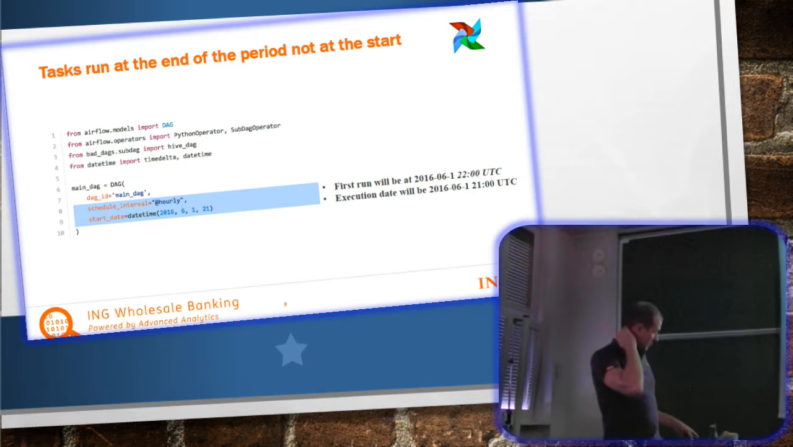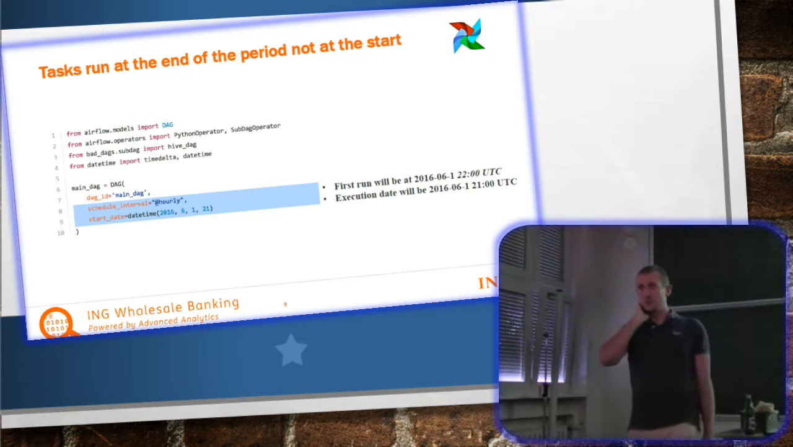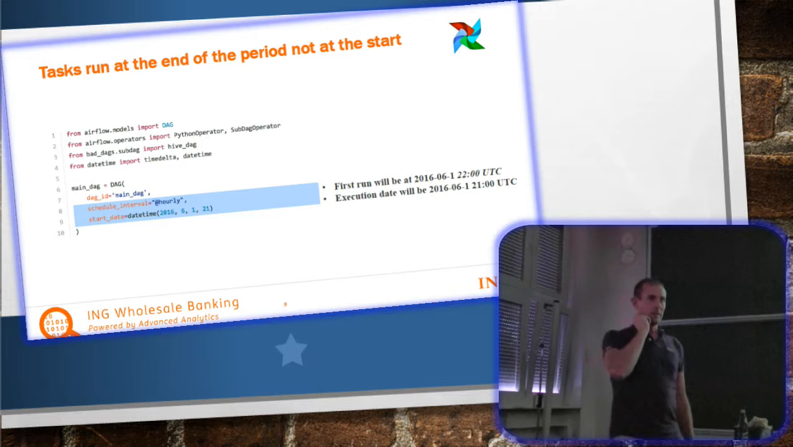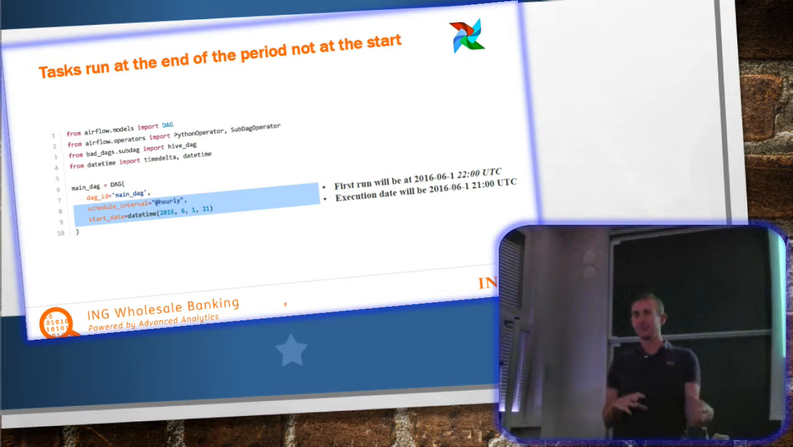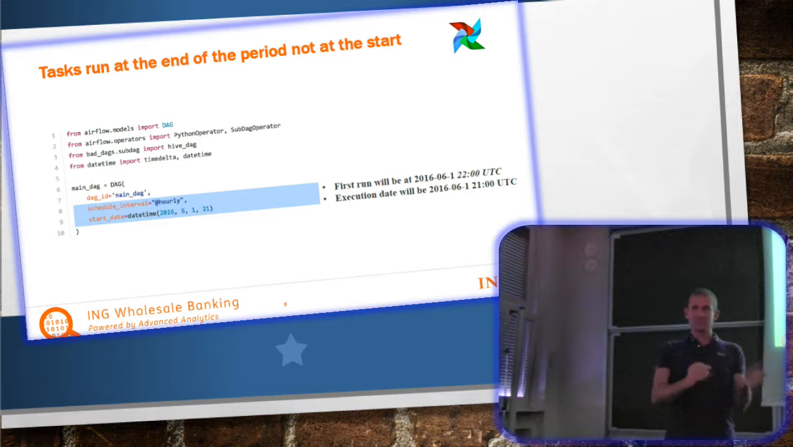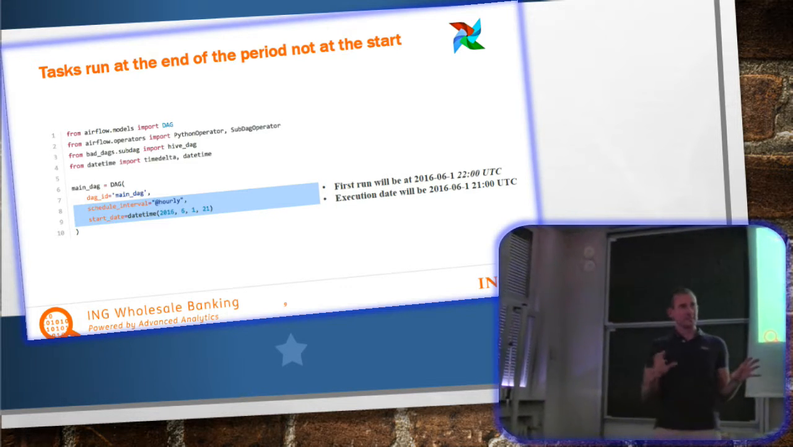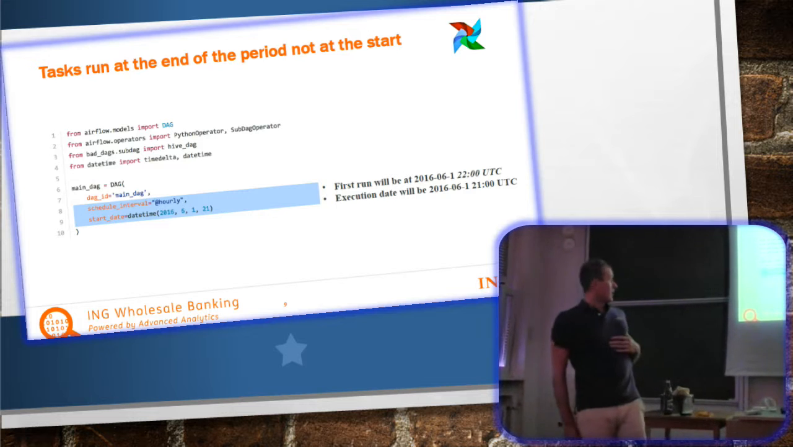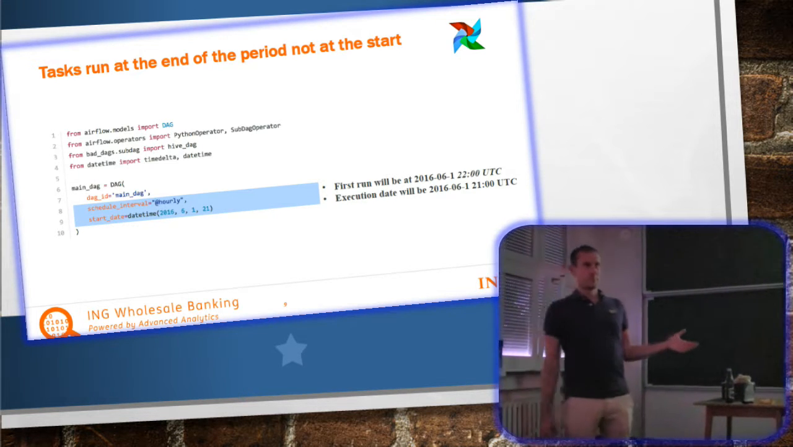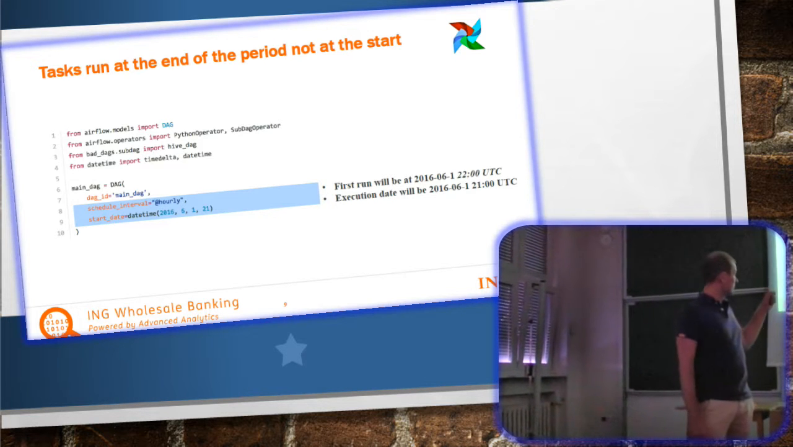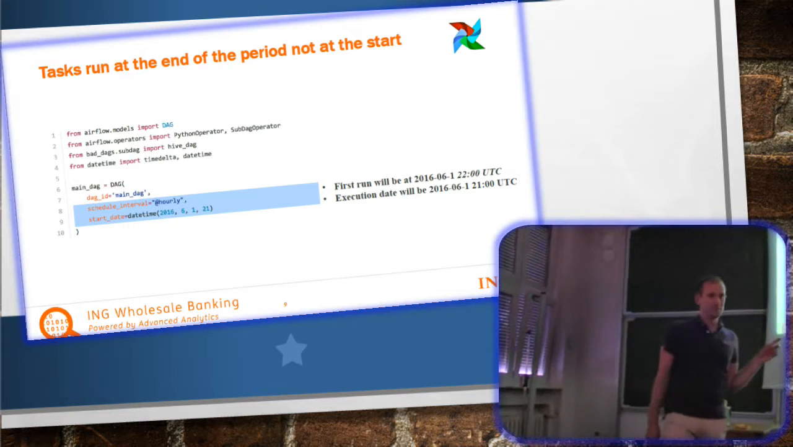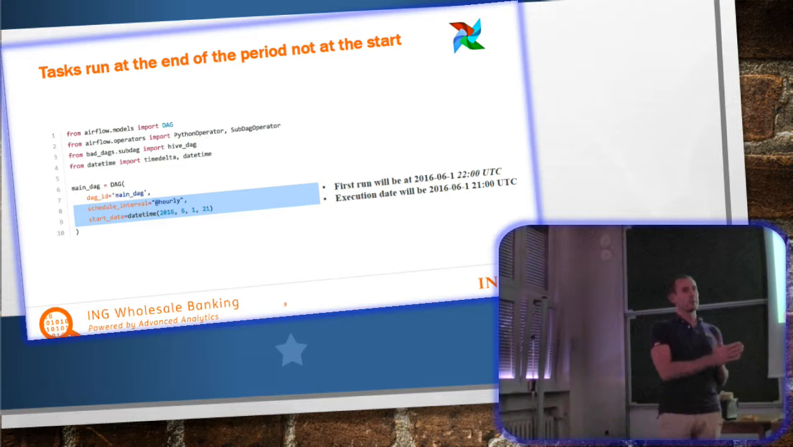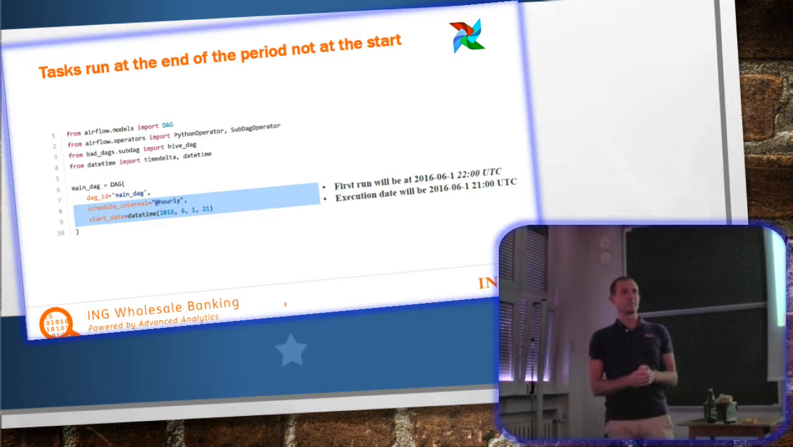Another thing that sometimes creates confusion is that tasks run at the end of the period and not at the beginning. What does that actually mean? If you come from a cron world, you say cron runs at 12 o'clock midnight, and then cron kicks off your task. But in this case, if you say I start my schedule at the 1st of June 2016 at 9 o'clock in the evening, and you want to run it hourly, it will not start running at 9 o'clock, it will start running at 10 o'clock. The execution date will be 9 o'clock.